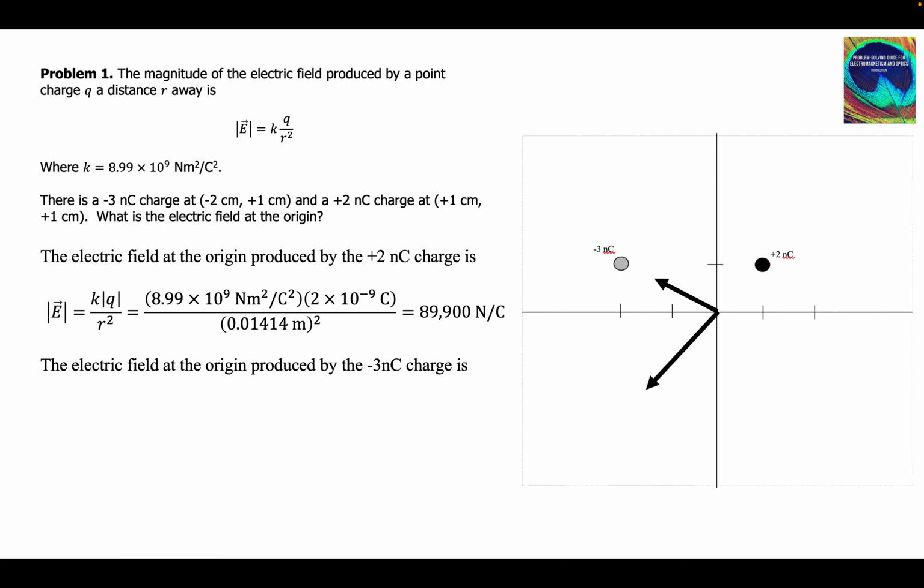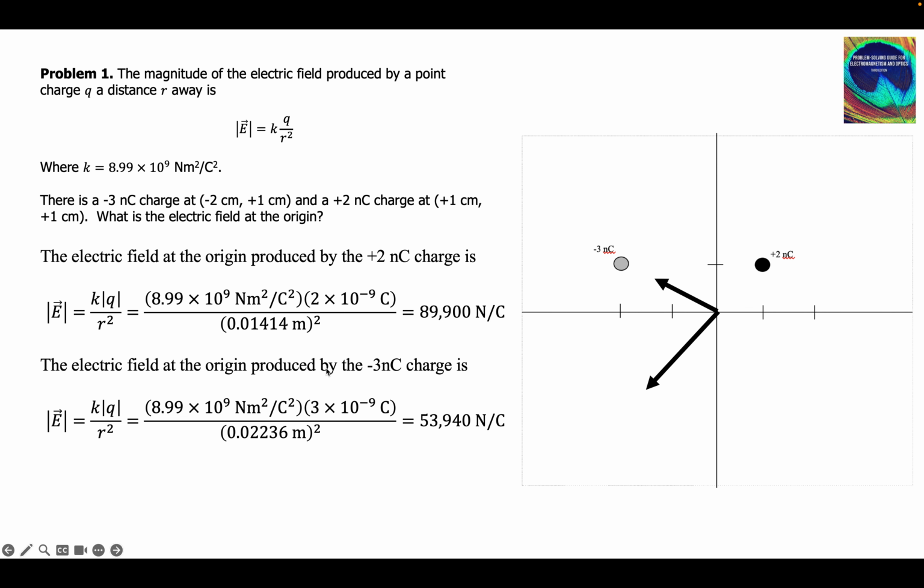The field at the origin produced by the minus 3 nanocoulomb charge is kq over r squared. Note, I'm not putting in the signs. I know the direction. I don't need the negative sign to tell me whether it's attracting or repelling. I know the field's going to be this way. All I'm doing is calculating the magnitude, the absolute value of that vector. 53,940 is the length of that vector.